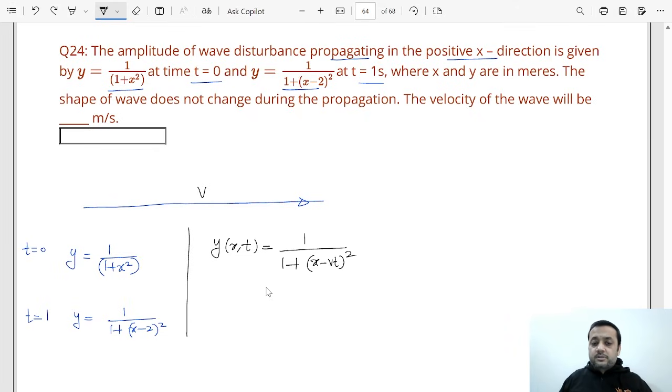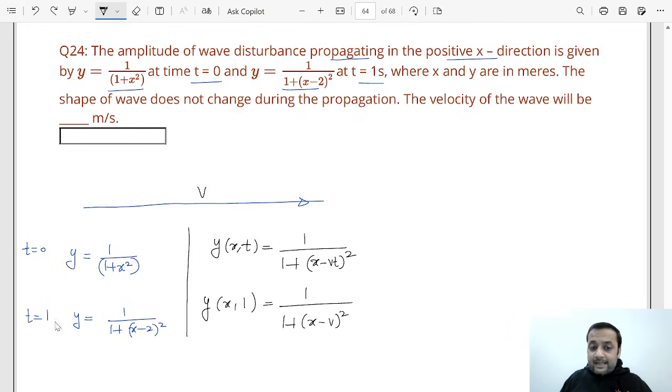Now this is the wave equation. Look, now suppose I want the displacement of all the particles at t equals 1. So I will put t equals 1. Here this equation becomes (1 plus x minus v) whole square. So I put t equals 1. That means if I want the displacement of each particle at t equals 1, I have just put t equals 1 here. So this is the displacement of each particle at t equals 1.